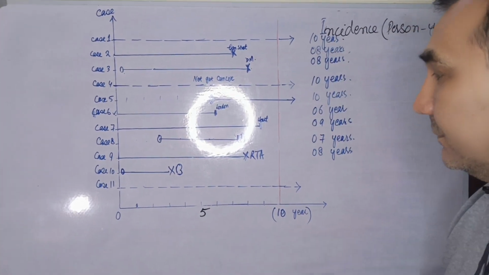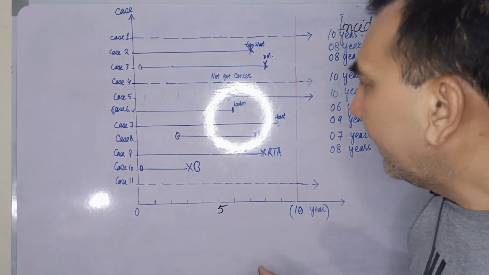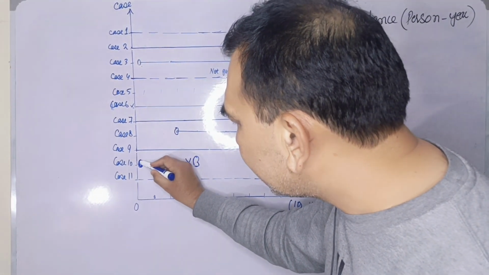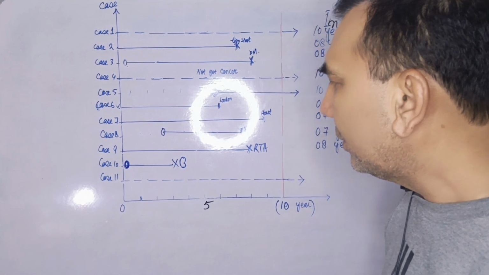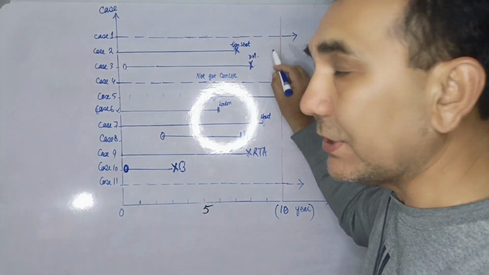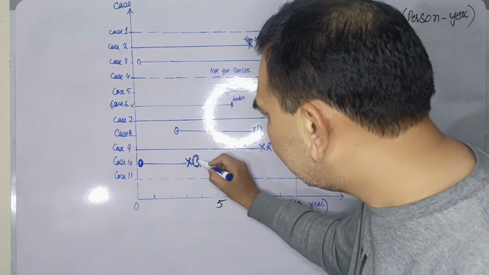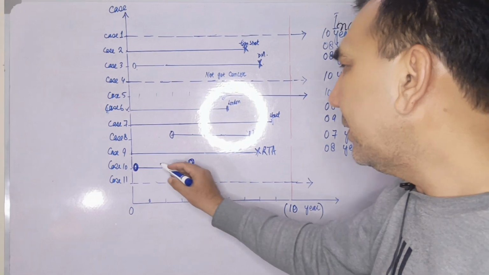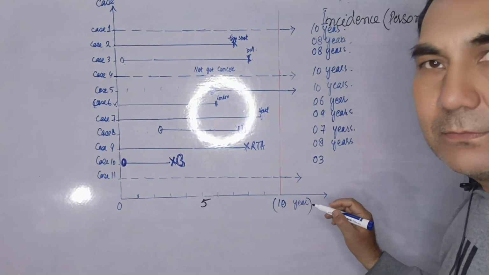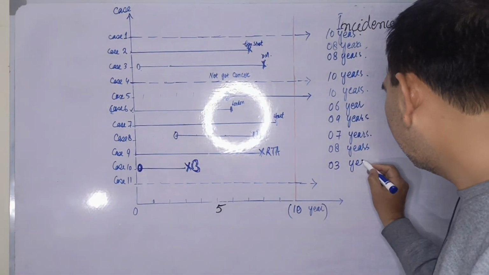Now in case number 10, what is very typical, the disease onset, he has got the cancer, he has been diagnosed with the cancer. When he reached the 3rd year of the time duration, he died due to the kidney disease. Okay, so in this case, the incidence years of the high risk is the 3 years.